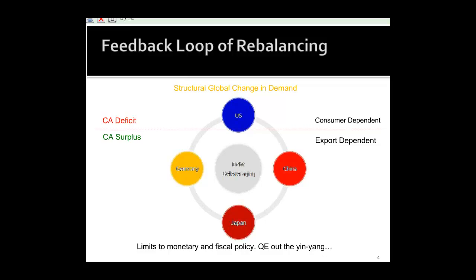In the global macro world, if one thing happens, there's a reaction on the other side. So we're starting to see Japan starting to run trade deficits for the first time since the early 80s. We're starting to see a change in China's export components.